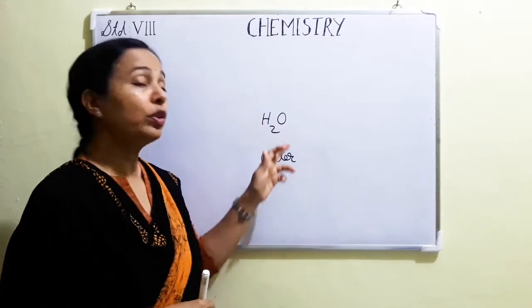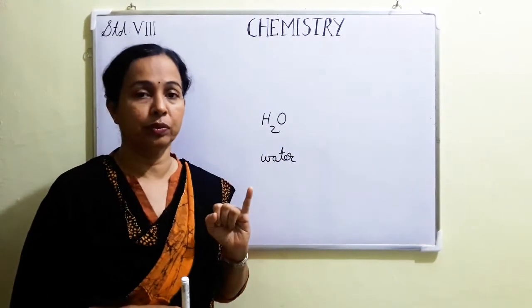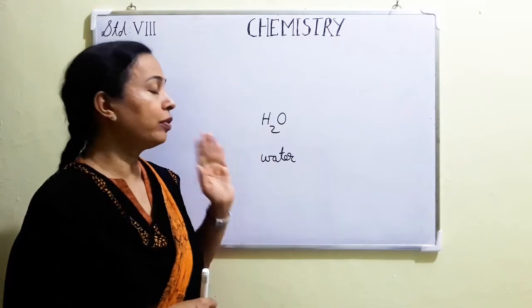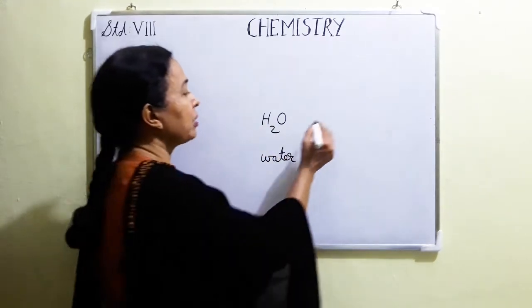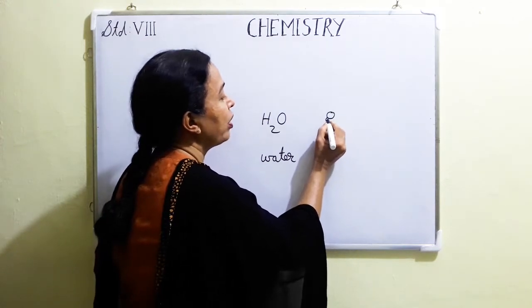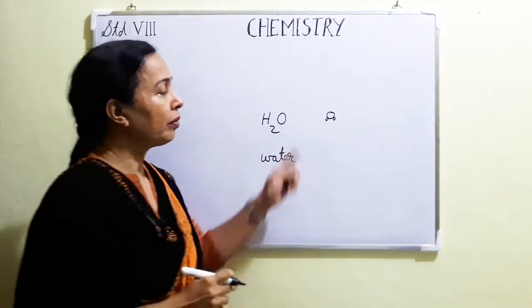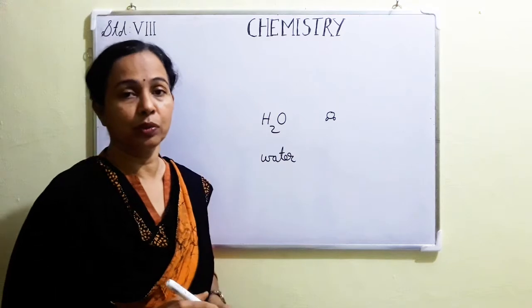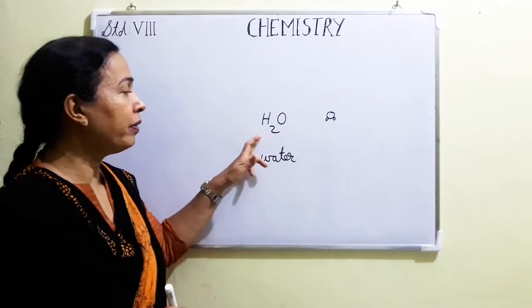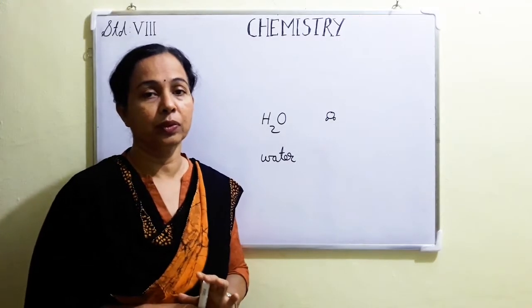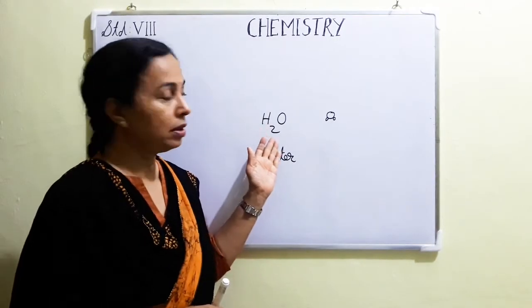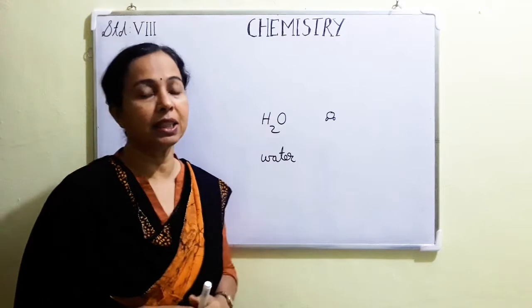First of all, we know that formula represents one molecule. So when you look at the formula, we must remember the picture of water, one oxygen and two hydrogen. Formula represents one molecule. So by looking at the formula, we know that there are two hydrogen atoms and one oxygen atom in one molecule. And we know that it's a compound made of two elements, hydrogen and oxygen.